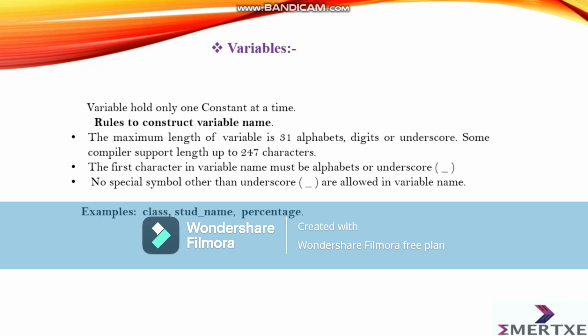The rules to construct the variable names: the maximum length of a variable name is 31 characters, using alphabets, digits, and underscore. Some compilers support a length up to 247 characters. The first character of a variable must be an alphabet or underscore. Special symbols other than underscore are not allowed in the variable name. For examples, class, stud_name, percentage.